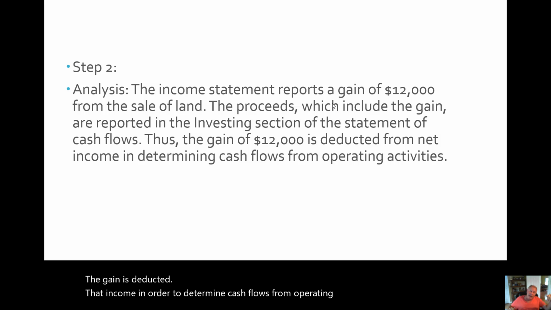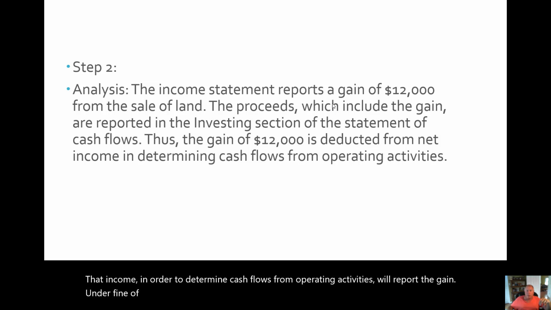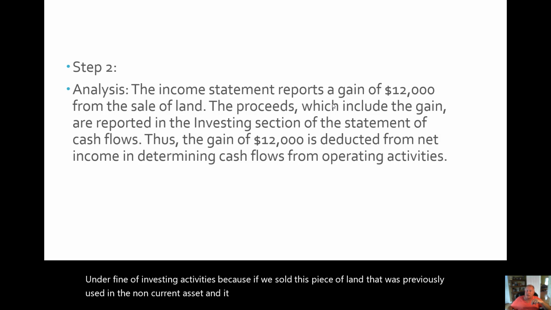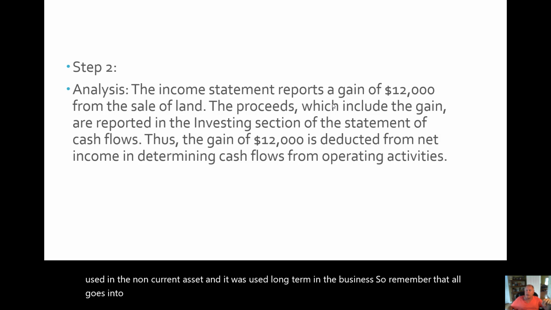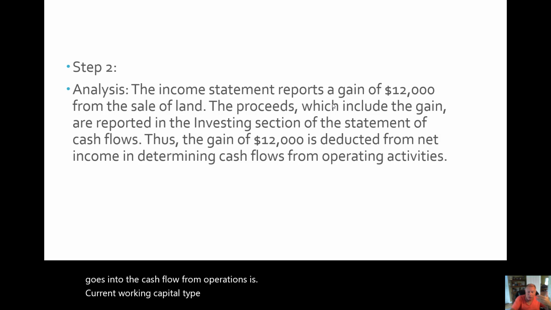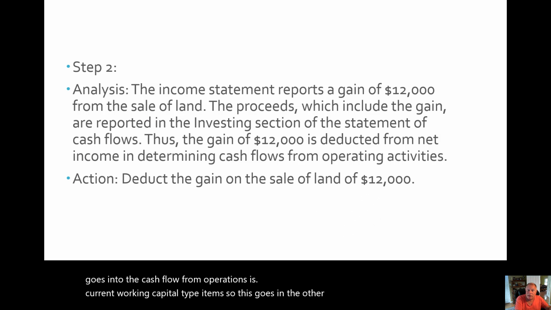We'll report the gain under investing activities, because if we sold this piece of land that was previously used as a non-current asset and it was used long-term in the business, remember that all that goes into the cash flow from operations is current working capital type items. Okay, so this goes in the other one. So we deduct the sale of the land.